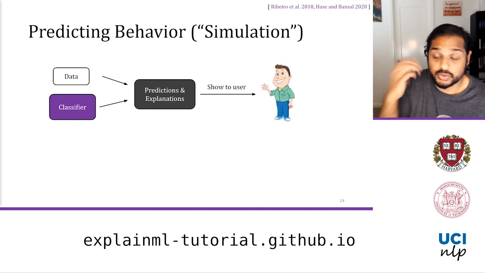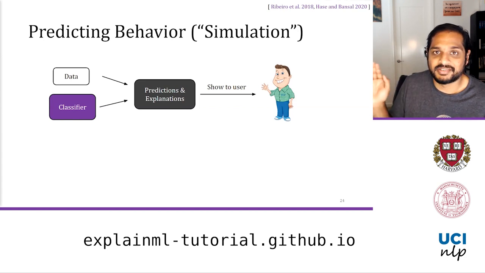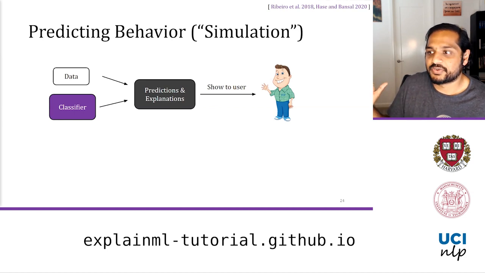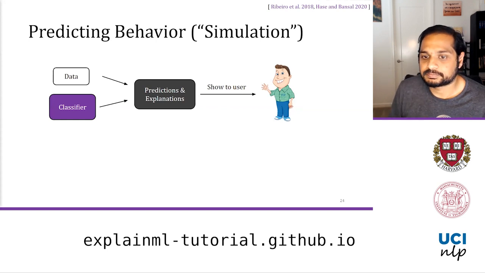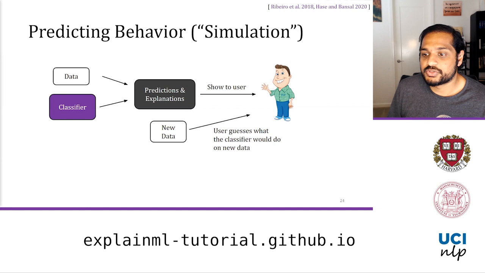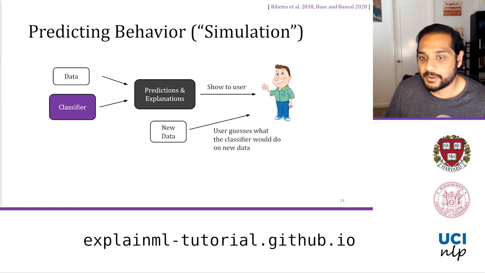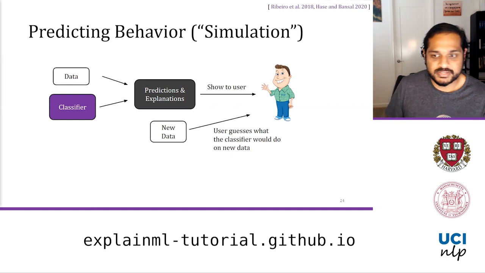And you actually show these things to a user. Here's a prediction, here's an explanation. They have some time just to look at a bunch of them. And the idea is for them to understand how the model behaves. Then what you do is you give them new data points. Don't show them the prediction, don't show them the explanation, just give them new instances and ask them to guess what the classifier would do on this new data set. And all they know about the classifier is through the predictions and the explanations.